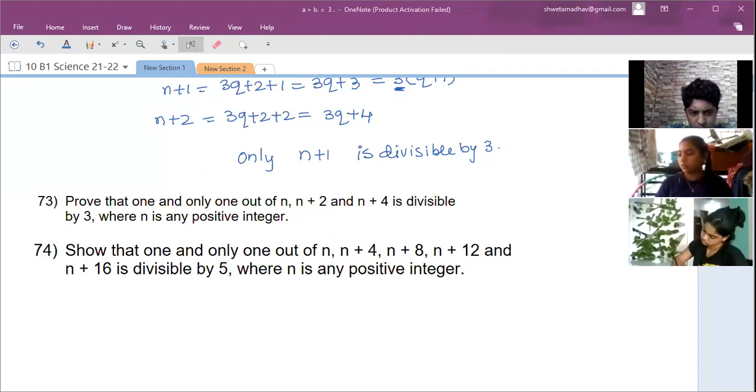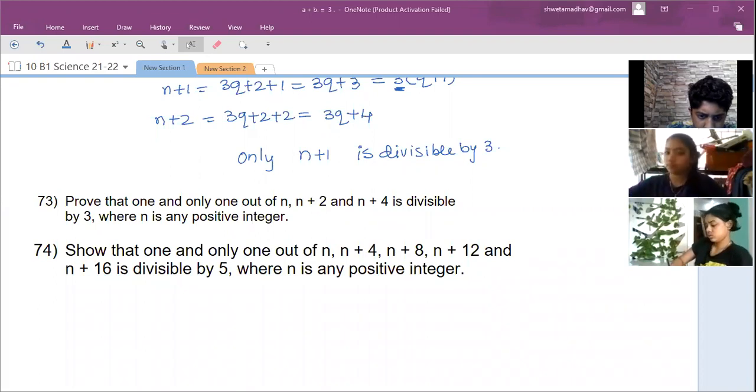Ma'am, till question 82? Yeah, till 82, the remaining questions. You have solved 74th. So 75, 77, 78, 79, 80, 81, 82. Those questions you have to solve as homework. 1, 2, 3, 4, 5, 6, 7. 7 questions.